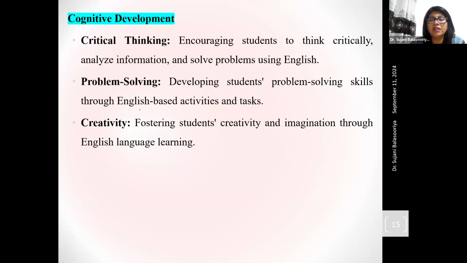Creativity and imagination is one thing, and learning English is another thing. So it is up to the teacher, right? If the teacher is clever enough, he or she should be able to combine these two and make the students produce something creatively with the use of the English language. So in a way, the student is exposed to the English language, right? Here, the focus is on cognitive development.